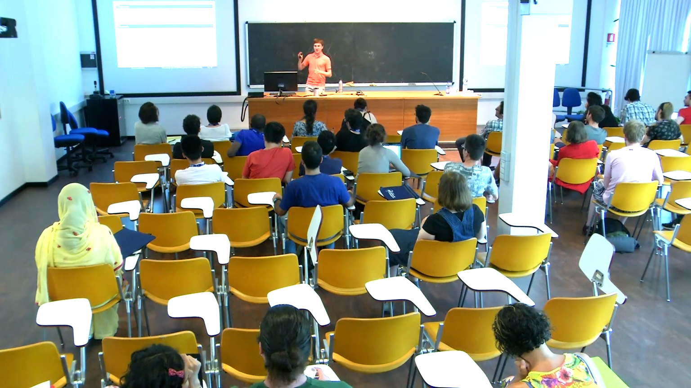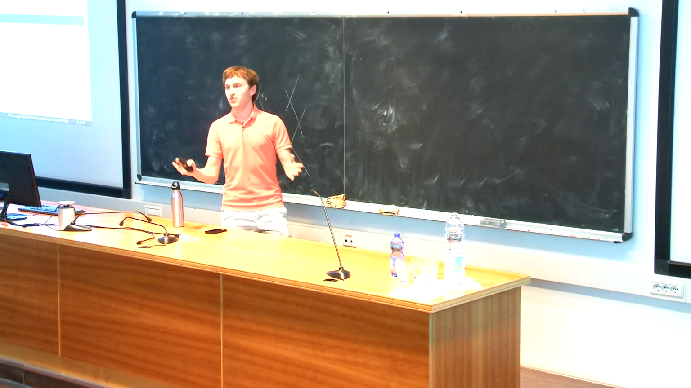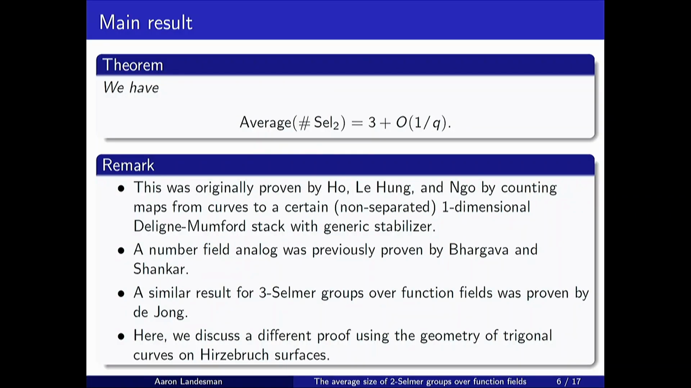Okay, so let me give some remarks about what's been proven before. This result for the two Selmer groups over function fields was actually already proven. It was proven by Ho, Lê, Hung, and Gao a few years ago, around 2014. And they had a different proof idea, so I'll talk about one proof idea, but they had another interesting proof idea, which is to count this average size by realizing Selmer elements as maps from P1 or some curve to a certain stack. And P1 points of the stack or curve points of the stack were the same as two Selmer elements. And this was an interesting stack. It's not separated. It is Deligne-Mumford.